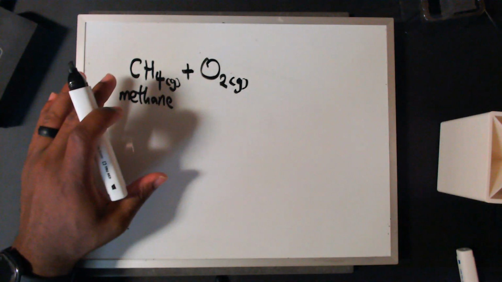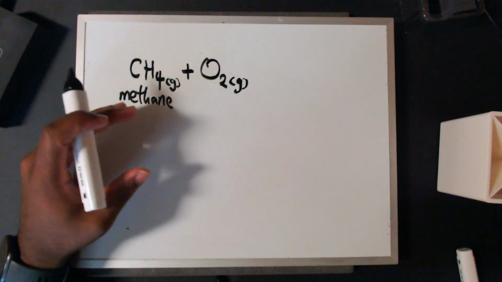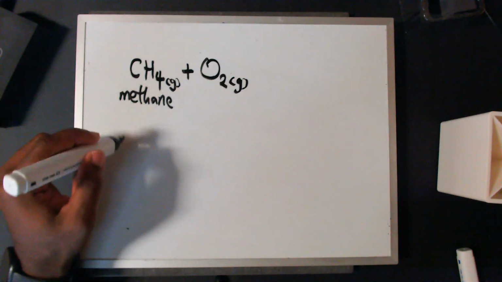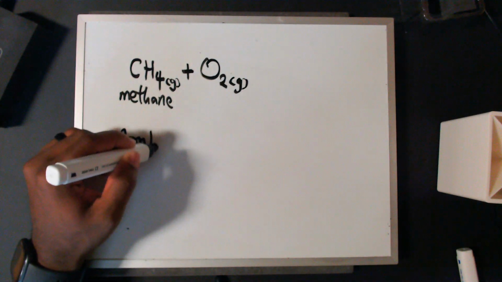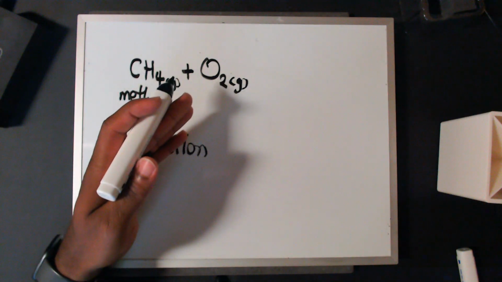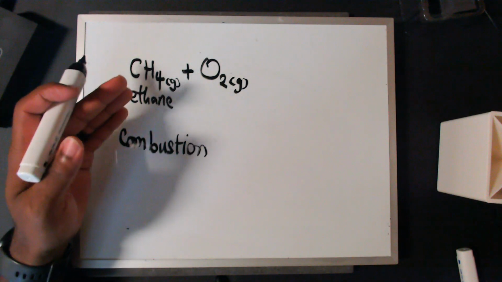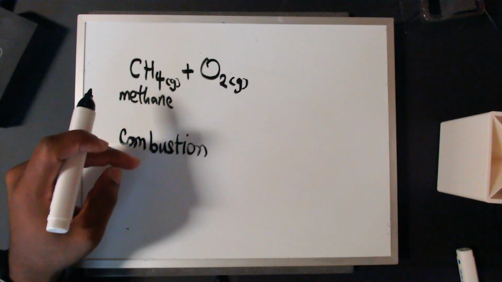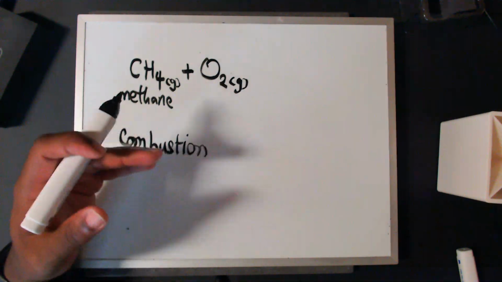Now in this case for methane, this is going to be undergoing a particular type of reaction which is known as a combustion reaction. What does this mean? This means that in the presence of oxygen gas, a particular compound is going to undergo this reaction where it's going to produce a specific type of product.